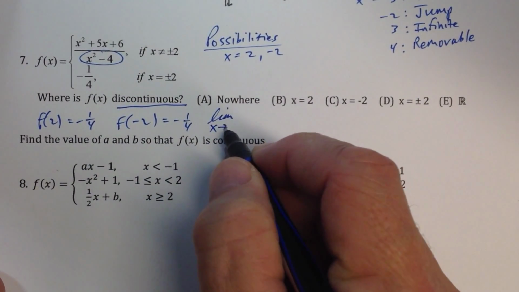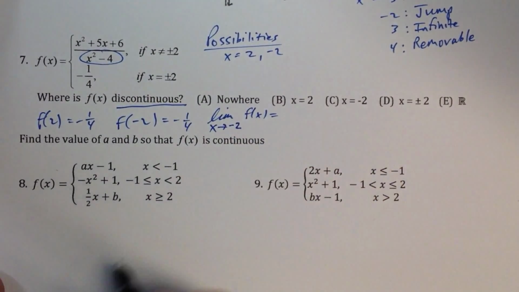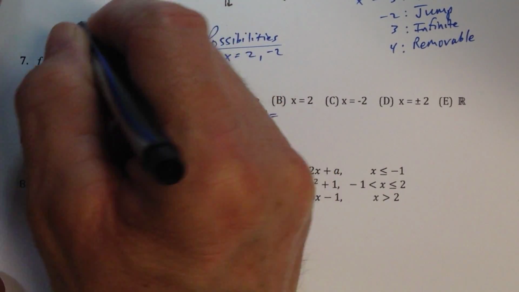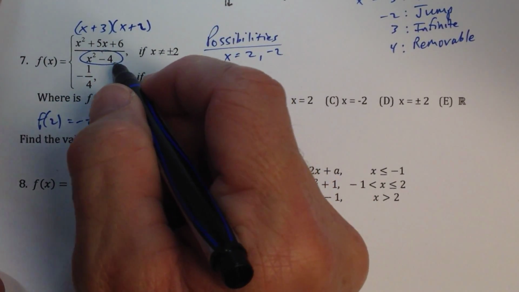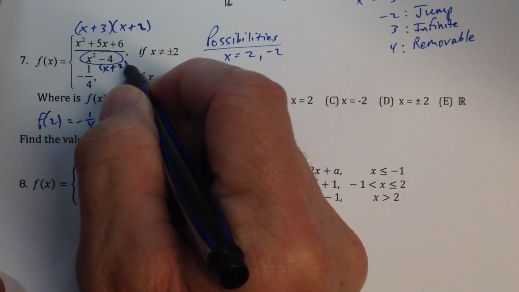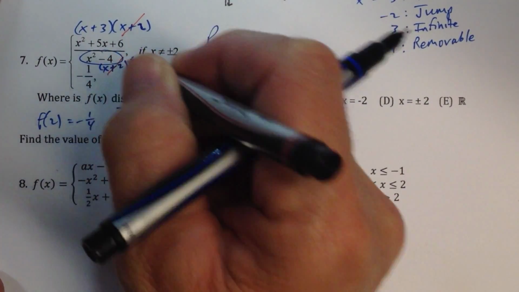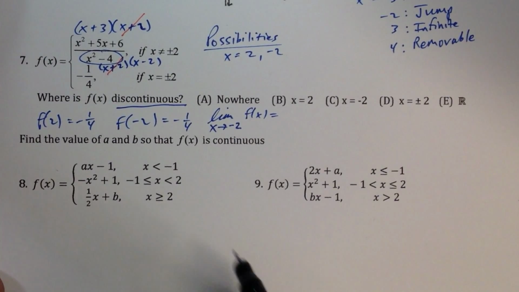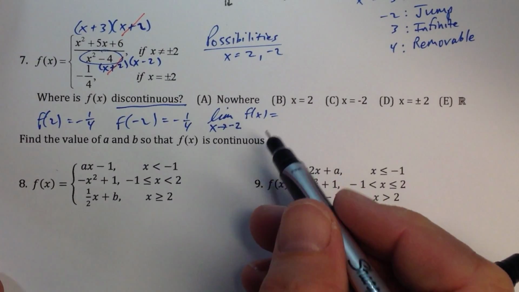The function does exist. So then we want to take the limit as x approaches negative 2 of f of x. Well, in order to find that, we have to factor the numerator and the denominator. If we factor the numerator, x plus 3 times x plus 2, and then the denominator would be x plus 2 times x minus 2. When we factor and cancel the x plus 2 factors, we can see that we're going to have a hole at negative 2. That's going to indicate to us that the limit will exist.